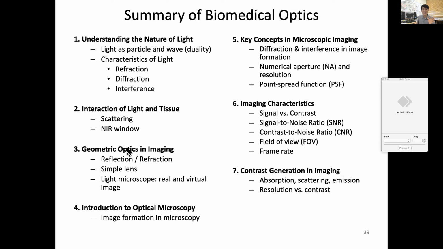And we have done geometric optics, from refraction to generating the simplest geometric optics using a simple lens, which, of course, your eye does all the time, and talked about real and virtual images. And I showed you how optical microscopy works, especially diffraction and interference, and how to get high resolution, because resolution depends on numerical aperture. And I showed you how to define resolution based on the point spread function, and image characteristics such as signal, contrast, SNR, CNR, field of view, and frame rate.